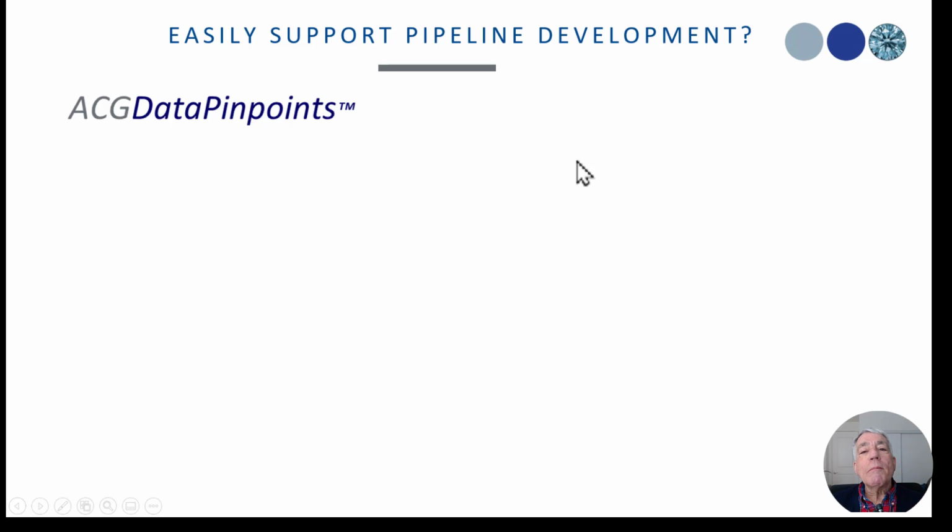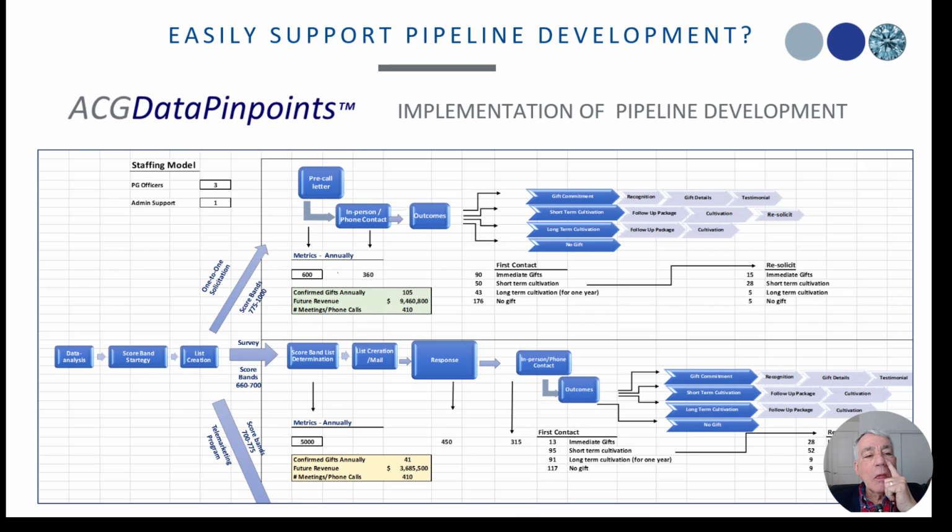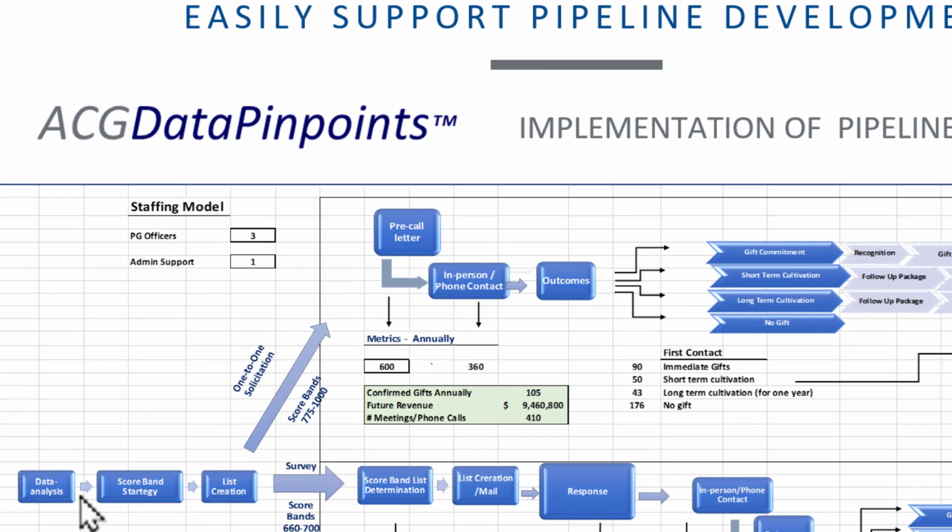Will it support pipeline development? Well, if you have that pipeline tool, you can then start to build a clear engagement plan. This is a pipeline tool, but once you start with data analysis, you come up with a Scoreband strategy using that dashboard I just showed, and you can say, okay, with these scores in these Scorebands here, we're going to go and use one-to-one solicitation.